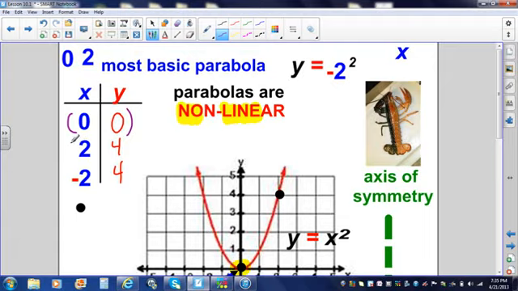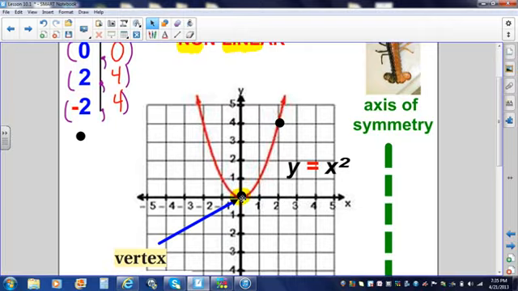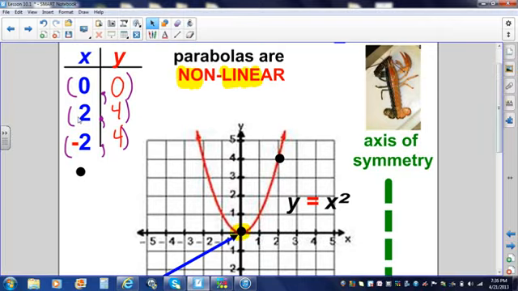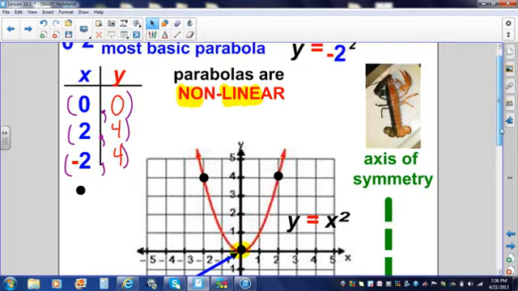Now each of these is going to make an ordered pair. To find the ordered pair 0, 0, that's my origin right there. To find the ordered pair 2, 4, I'm going to start at 0, go right 2, and up 4. To find the ordered pair negative 2, 4, I will go left 2 and up 4. Now I connect the dots, the ordered pairs, with a curved line. Kind of looks like a U or a V. So that is our most basic parabola.